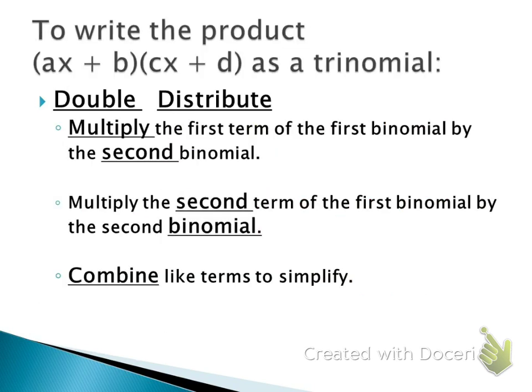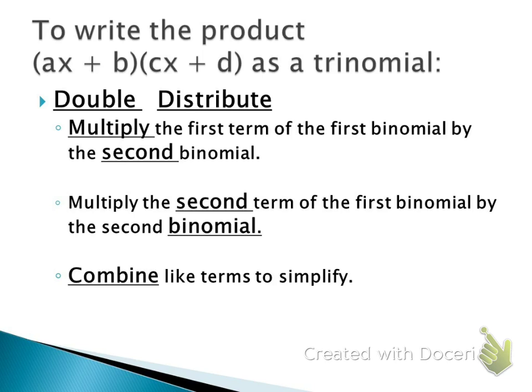All right. Our notes for today are pretty short and sweet. Some of you are already filling them in. To write the product ax plus b times cx plus d as a trinomial. Let's pause for a second. What's a trinomial? 3 terms. In order to do that, we are going to double distribute.